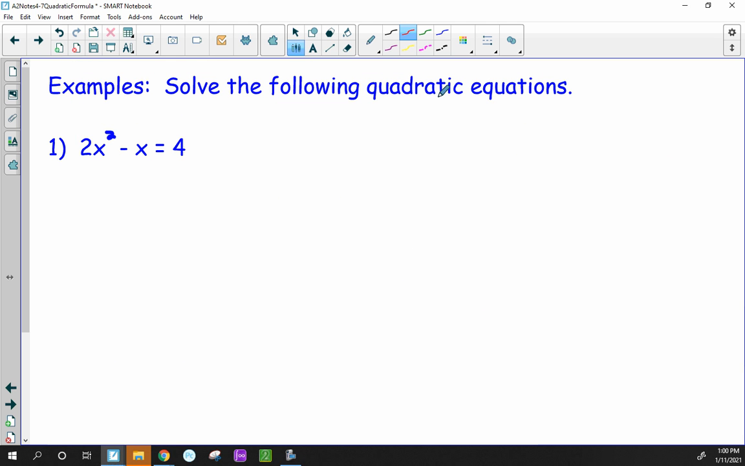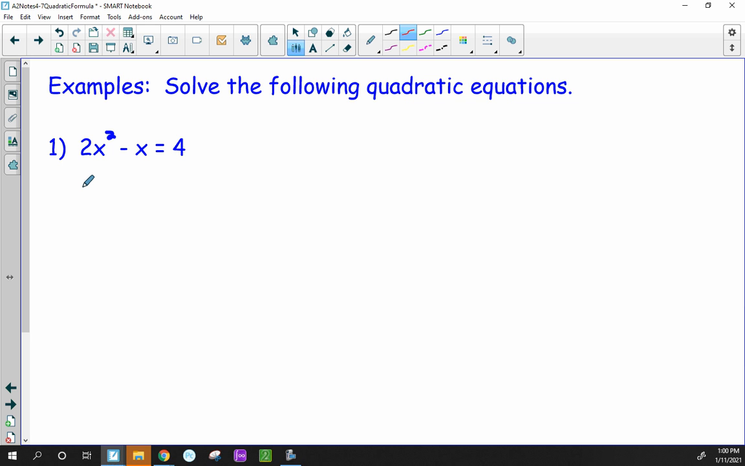Example 1. Solve the following quadratic equation. We have 2x squared minus x is equal to 4. First thing you want to do is make sure you have all your parts. You've got the quadratic term in front, you've got a linear term right here, and you also have a constant number.